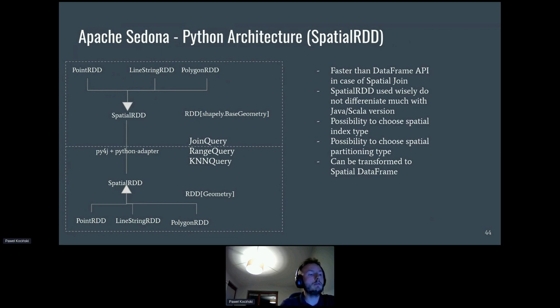A crucial element of each spatial data processing is to reduce the number of comparisons between geometries. And for Python users, with the spatial RDD API, spatial indexes and spatial partitioning are available, and you can choose which one to use with your query.